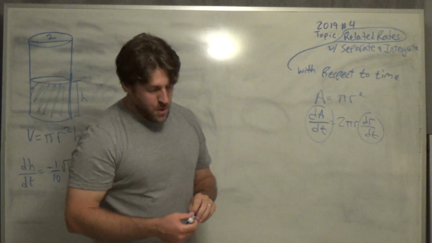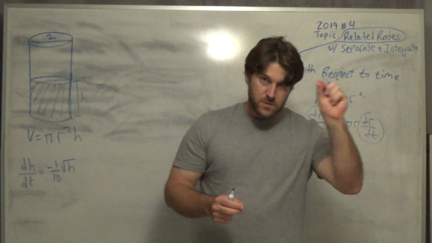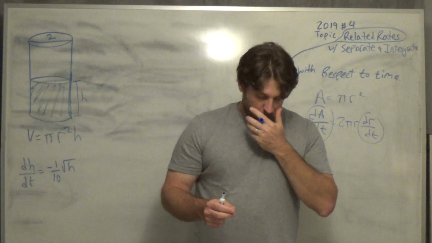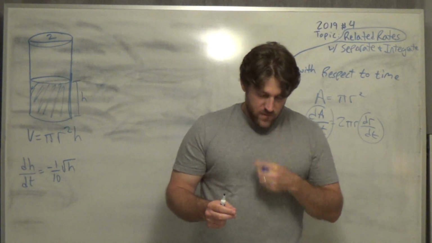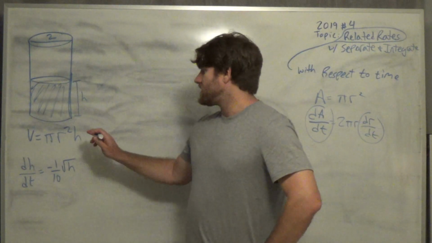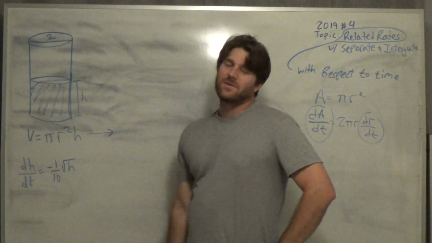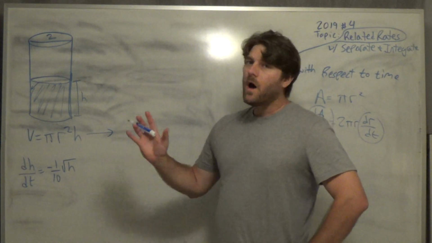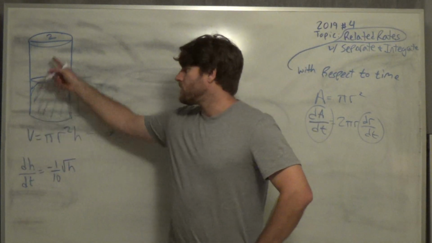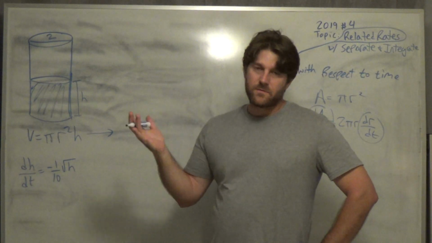Okay? So part A says find the rate of change of the volume of the water in the barrel with respect to time when the height of the water is 4 feet. Now, a couple things. So we want to take the derivative of volume. They tell us the volume of a cylinder is pi r squared h. It's just a known formula, but in case people forgot it.